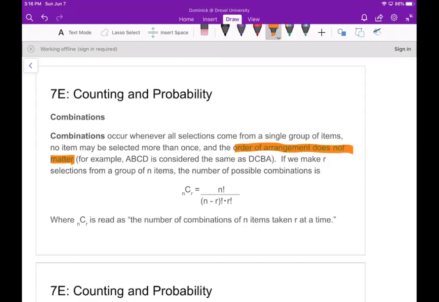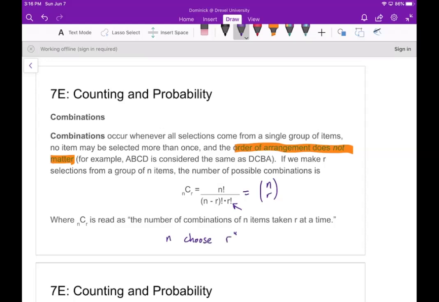Now, if we make R selections from a group of N items, then the number of possible combinations is NCR, and then we just modify our permutation formula by this extra R factorial in the bottom. Now, most of the time, I will write this in the form where we have a parenthesis and then N over an R. And instead of saying the number of combinations of N items taken R at a time, I usually say N choose R.